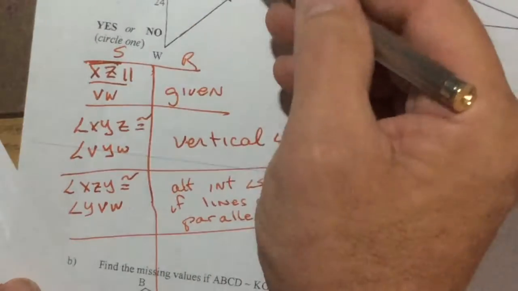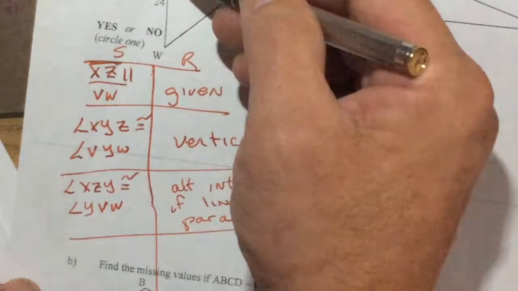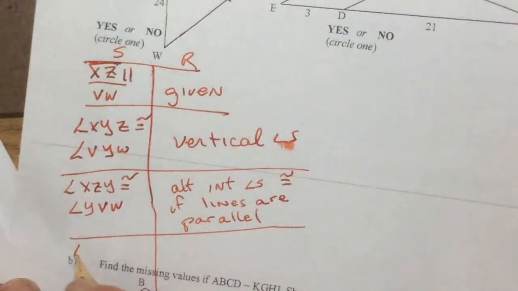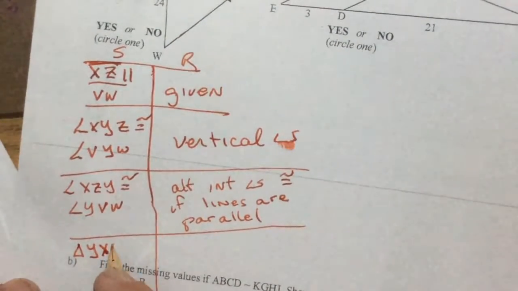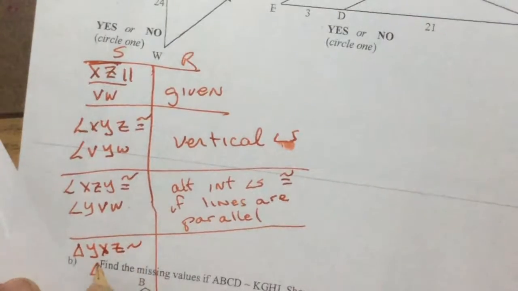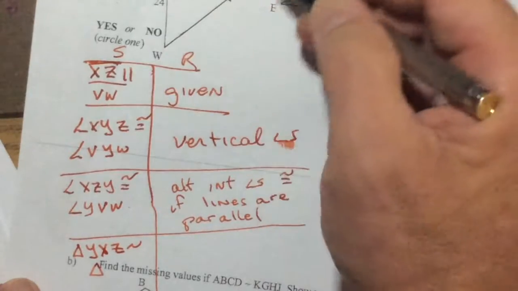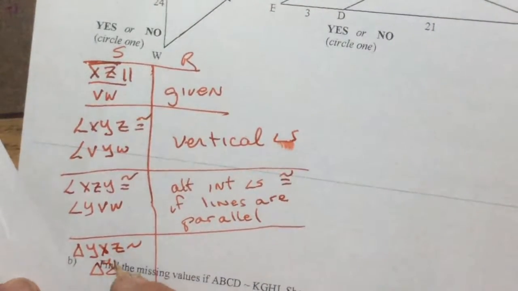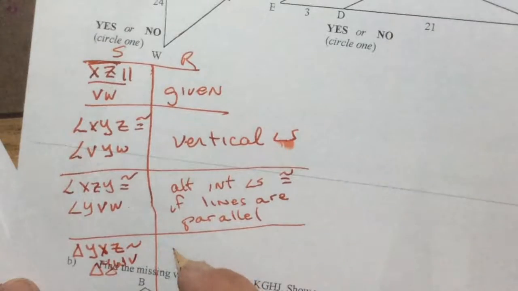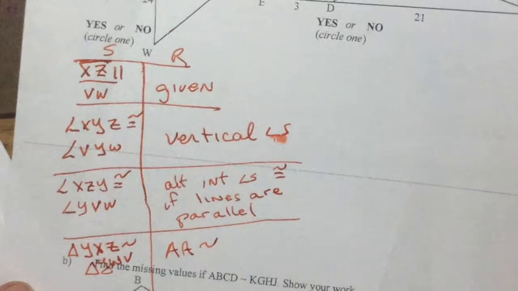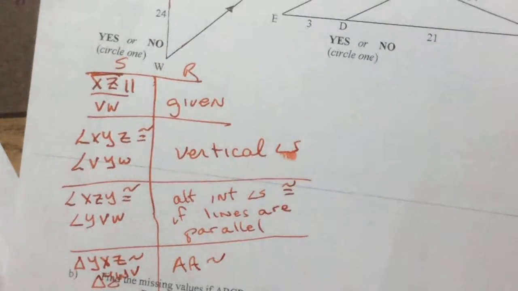So now all we have to do is write up the similarity statement, which here would be triangle YXZ is similar to triangle YWV, and that's by angle-angle similarity. But just for fun, let's take a look here and see if we didn't want to play with the parallel lines.